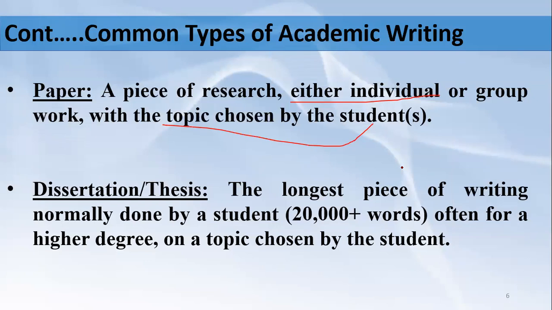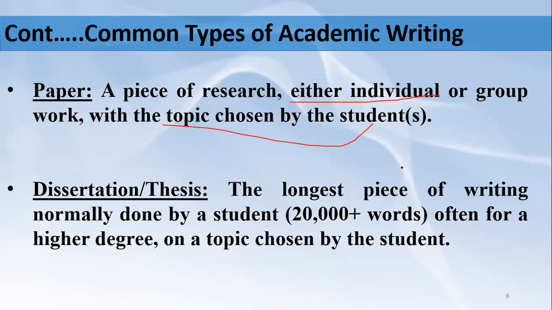Dissertation, the last common type of academic writing, dissertation or thesis. A thesis or dissertation is the longest piece of academic writing, normally done by a student or a researcher. Mostly 2000 plus words for MA level, master's level, and BS level. A research thesis can be of 15,000 words, 18,000 words, but usually most universities have set particular criteria, and they say that the words should not be less than 20,000.